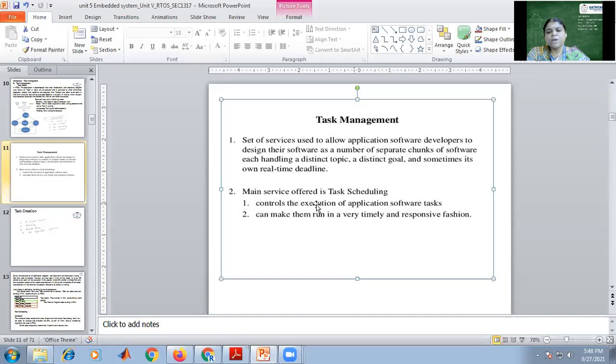So the main unit of task management is called task scheduling. It includes controlling the execution of an application software task, and can make them run in a very timely and responsible manner. So this is what is meant by task management.